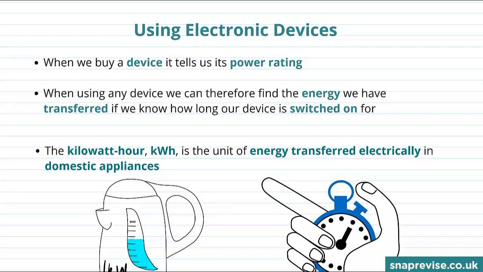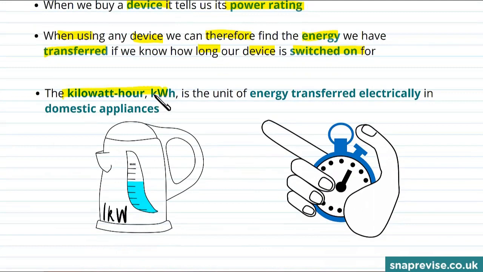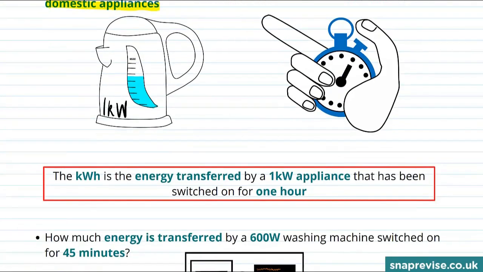Let's talk a bit more about the energy transfer when we use an electronic device. When we buy a device, it tells us its power rating. And when using any device, we can therefore find the energy we have transferred if we know how long the device is switched on for. The kilowatt hour, or kWh for short, is the unit of energy transferred electrically in a domestic appliance. We say that a kilowatt hour, kWh.